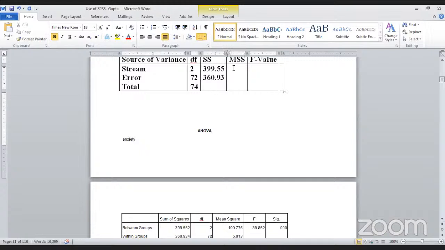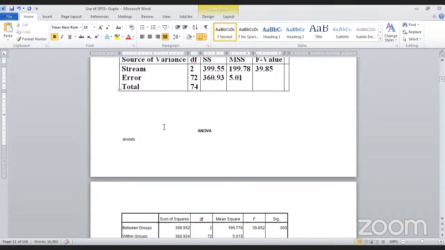Now MSS. This 399.55 is to be divided by 2, and this will be 199.78. Because it is 776, so I can say 78. Next is 5.01. And then my F value is 39.85.